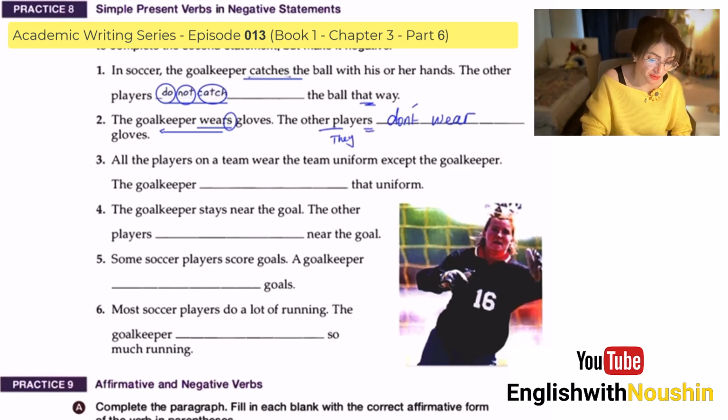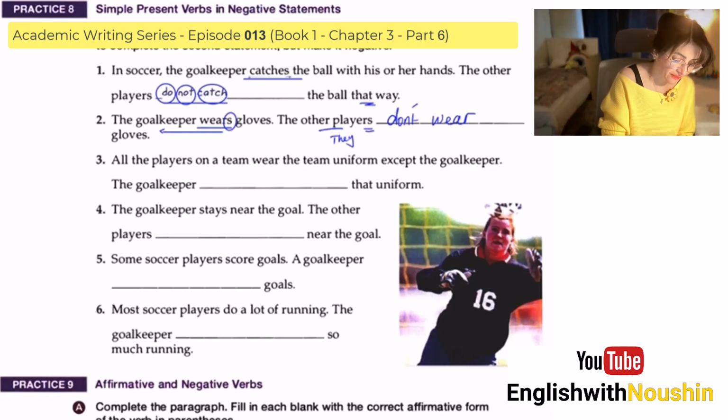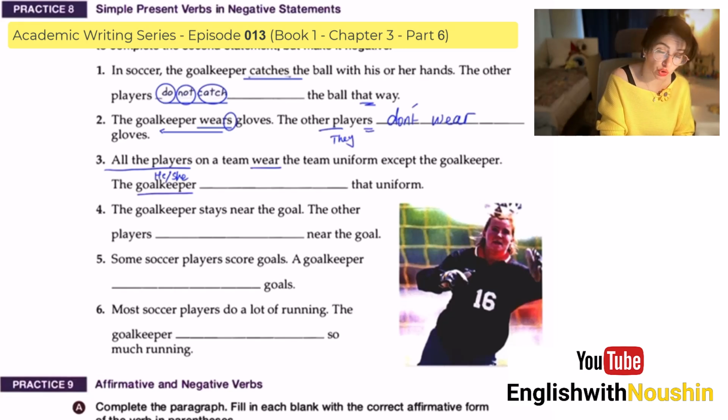Number 3, all the players on a team wear the same uniform except the goalkeeper. Subject, all the players. Verb, wear. Negative, the goalkeeper, subject, which is he or she here. Negative for do or does. And then don't or doesn't. Because he or she, it's doesn't. Doesn't wear, simple verb, base, that uniform. The uniform is different.